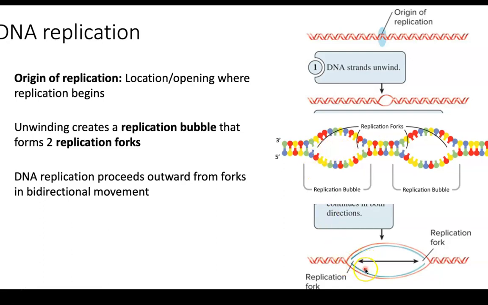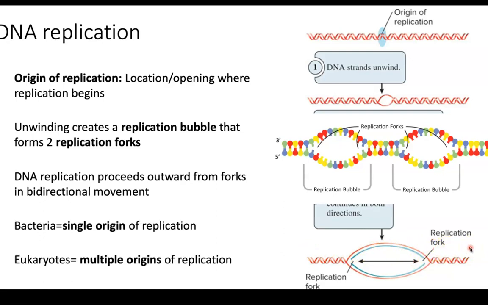So you see right here, this is the replication bubble. You're going to have replication moving to the left towards one fork or to the right towards the other fork. Imagine pulling those strands apart. If you had a finger here and a finger here pulling them apart, the bubble will start getting wider on either side, and that's where the replication will occur. So go to the left over here, and then it'll go to the right over here.